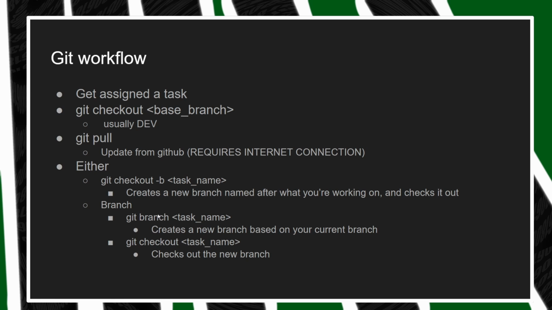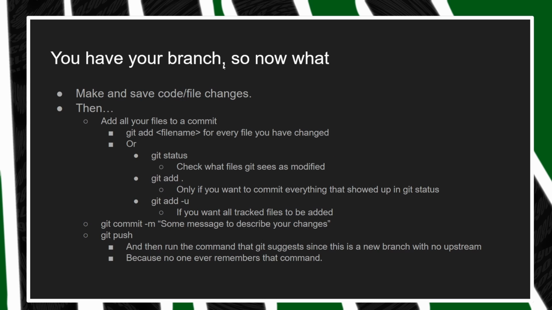Anyway, git branch. So yeah, that git checkout -b is the same as these. There's just git branch task name, git checkout task name. So that creates a branch for your task. Now what? Make and save code file changes, and then you have to stage your commit using these commands. I mean, you guys have the PowerPoint, you can see what that looks like. Git commit and then git push. No one ever remembers that command.